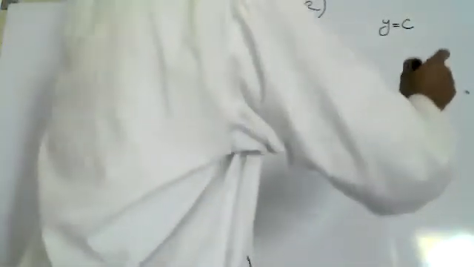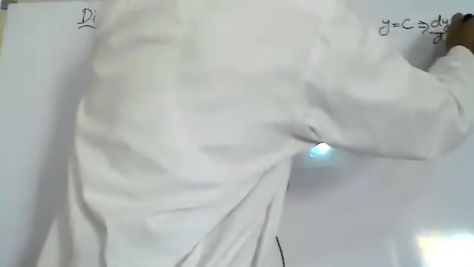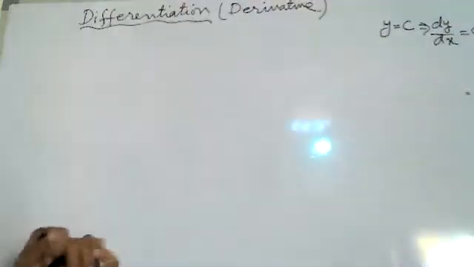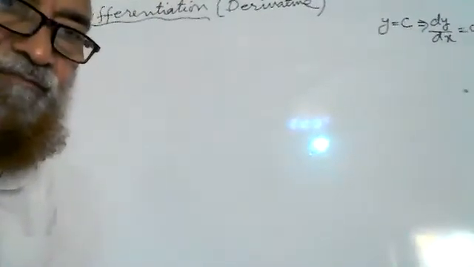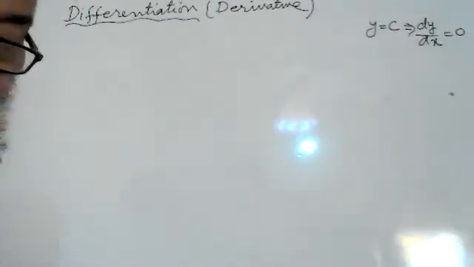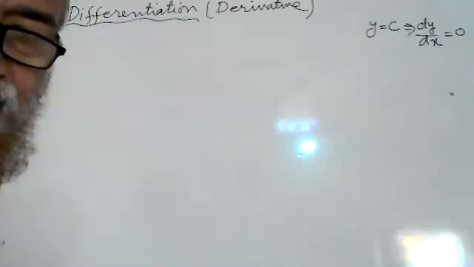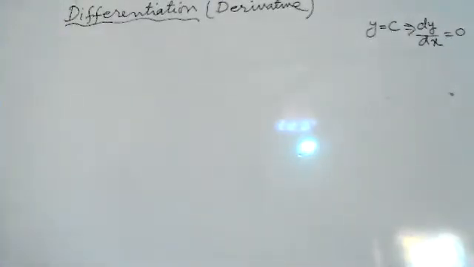If y is a constant function, then its derivative dy upon dx will be equal to 0. dy upon dx is the derivative. dy upon dx means the derivative of y with respect to x. So the derivative of a constant function will always be 0.